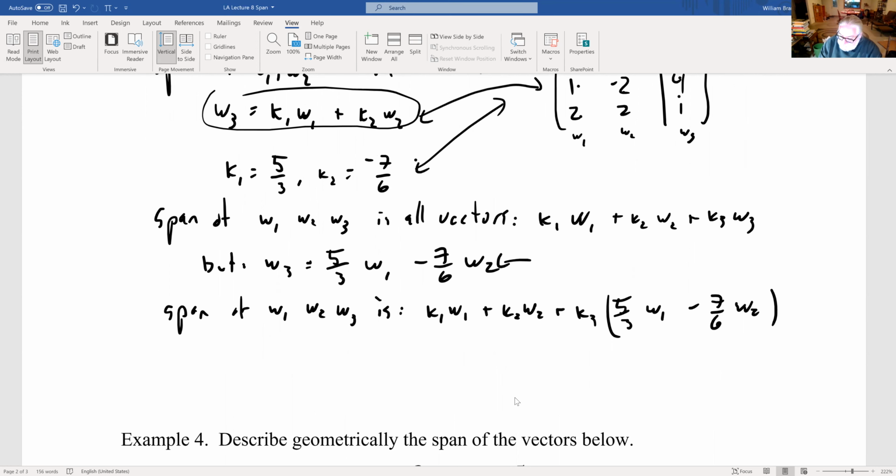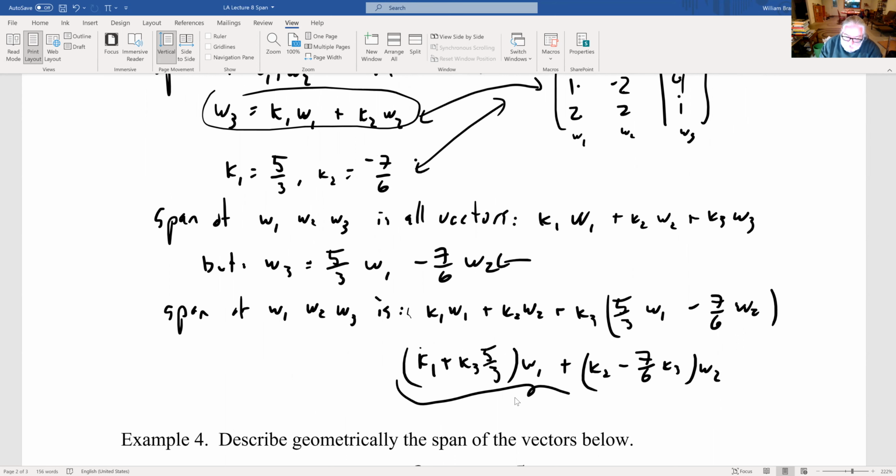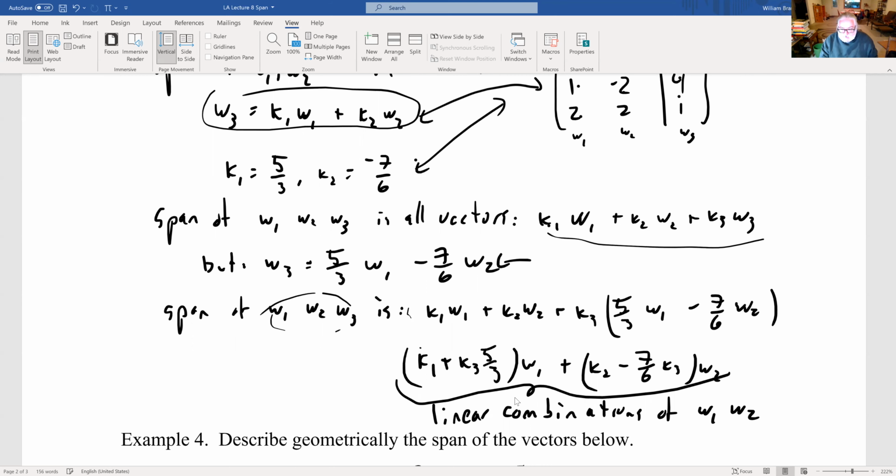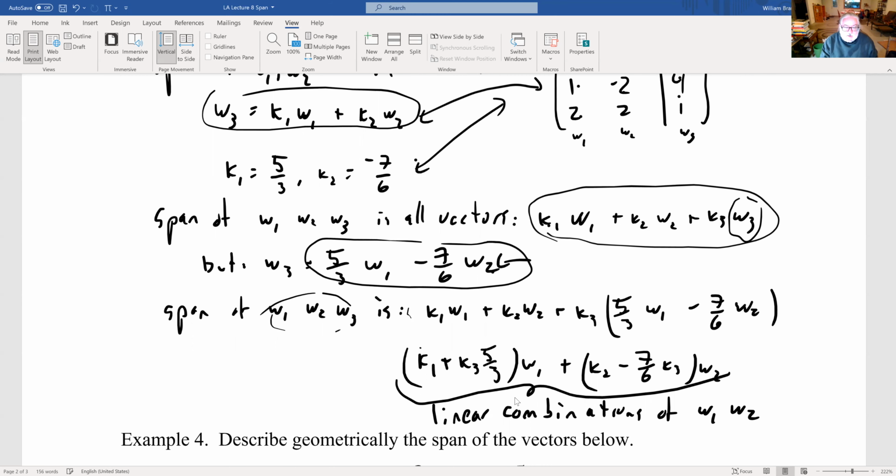Or finally, K1 plus K3 times 5/3 W1 plus K2 minus 7/6 K3 W2, which means that the linear combinations of W1, W2, and W3 are actually just all linear combinations of W1 and W2. But since we know that W3 already is a linear combination of W1 and W2, we can eliminate W3 and just say that the span of W1, W2, W3 is just the span of W1 and W2.